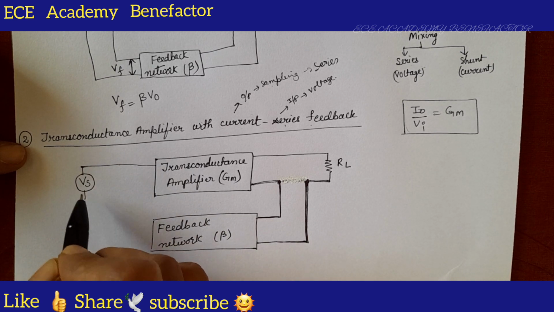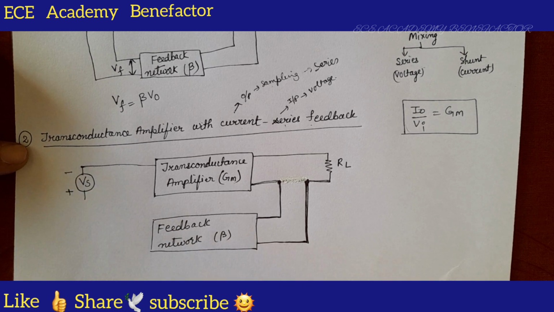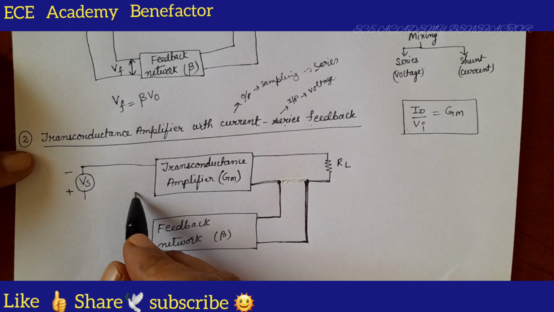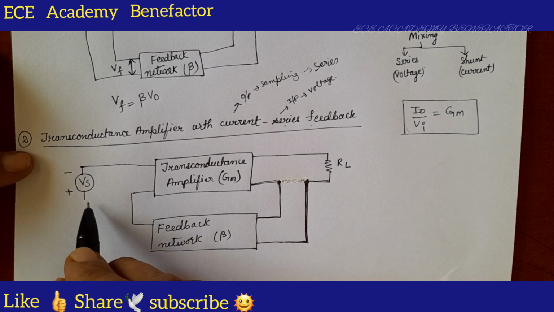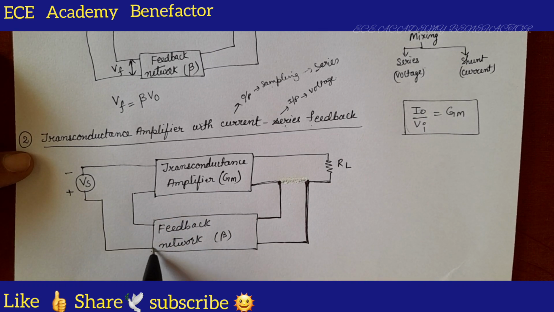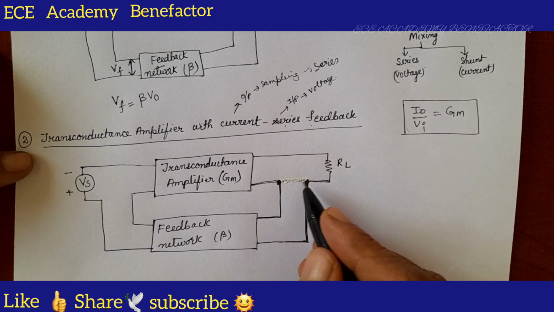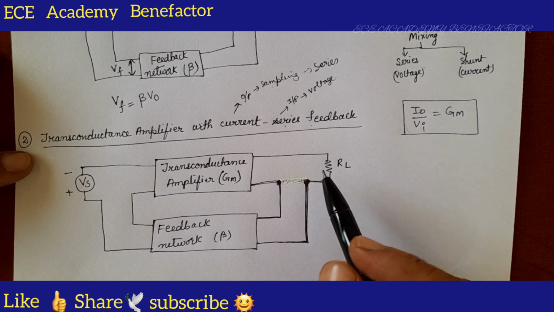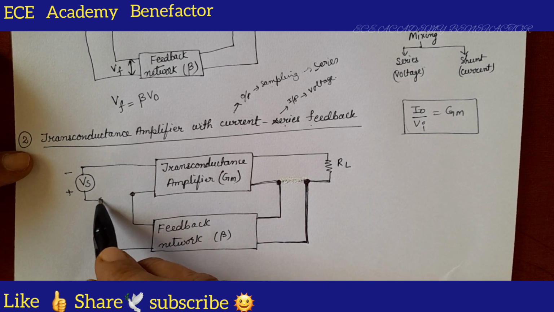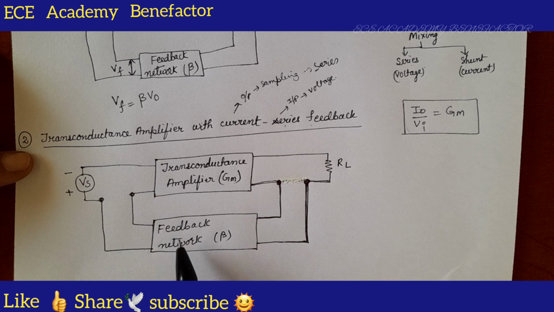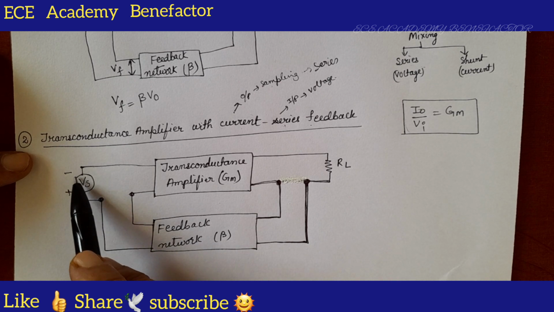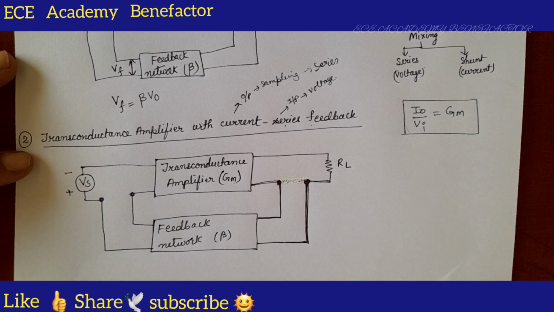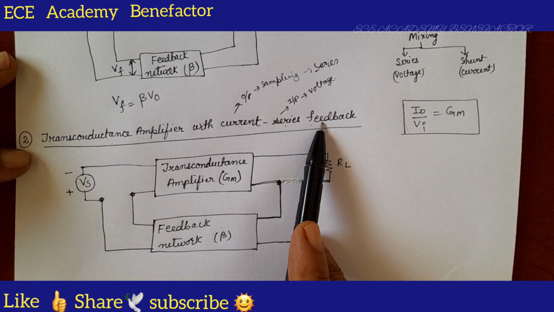A voltage source, plus minus. And how is the mixing done? It is series mixing. So we need to do a series connection here, like this. Okay. So current sampling means series connection at the output side, and series mixing connection is also series at the input side, and we are placing a voltage source at the input side. So this is how we draw the current series feedback amplifier.